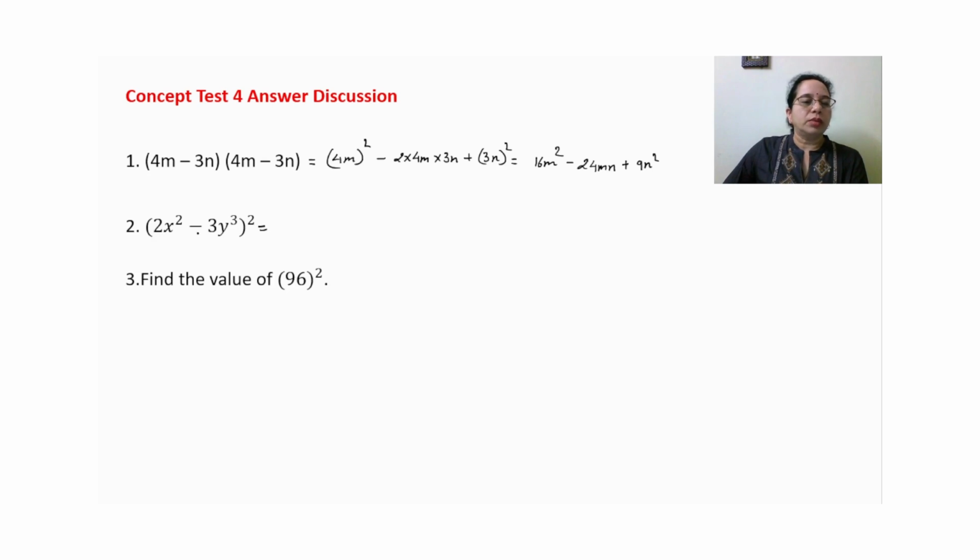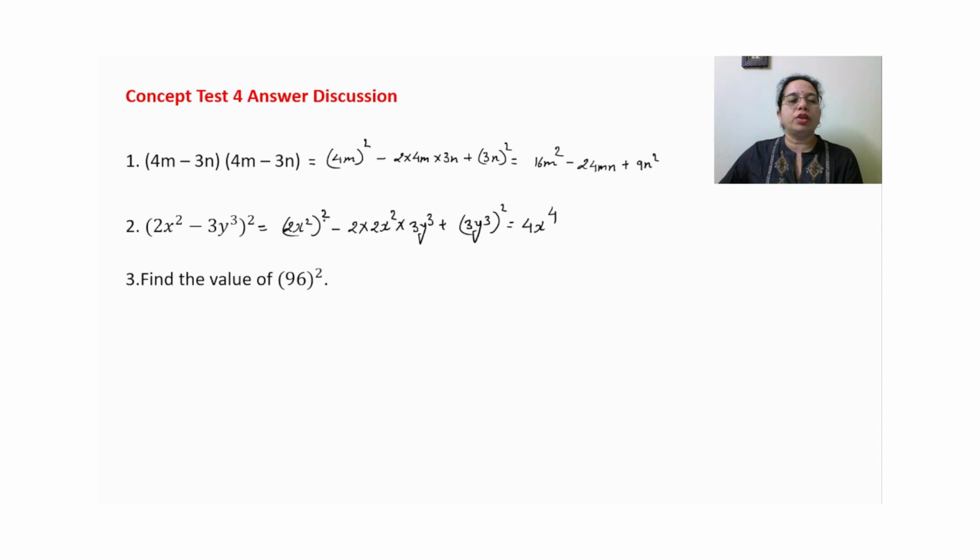Again, middle term is minus whole square, it means again we are going to use second identity. So first term whole square minus 2 into first term into second term plus second term whole square. So this will give you 4x raised to the power 4. 2 multiplied by 2 will be 4, 2 2s are 4, 4 3s are 12, so minus 12x square y cube plus 3 square will be 9 and y raised to the power 3 2s are 6.